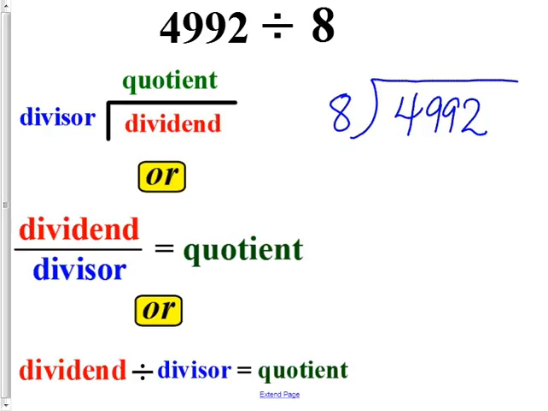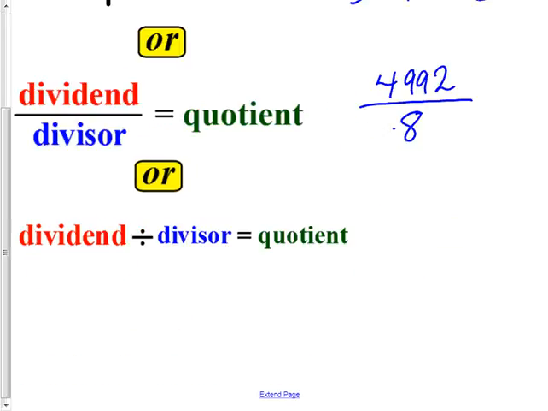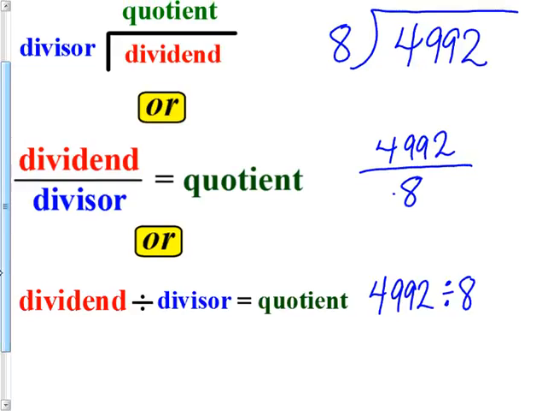You might sometimes see division written in fraction form. In that case, the dividend always goes on top. It's always the numerator. And the divisor is always your denominator. So 4,992 divided by 8. This is another way that you can write it. And of course, you can see it with the division symbol as well. So 4,992 divided by 8. All 3 of these mean the exact same thing, and all 3 of those are a correct way of writing that same division problem.